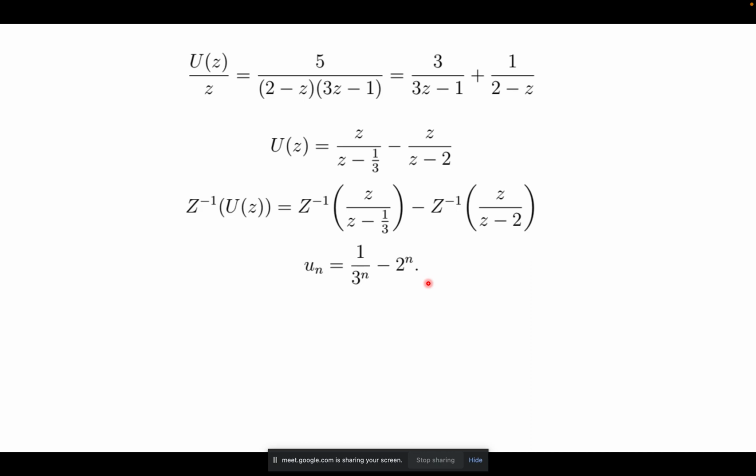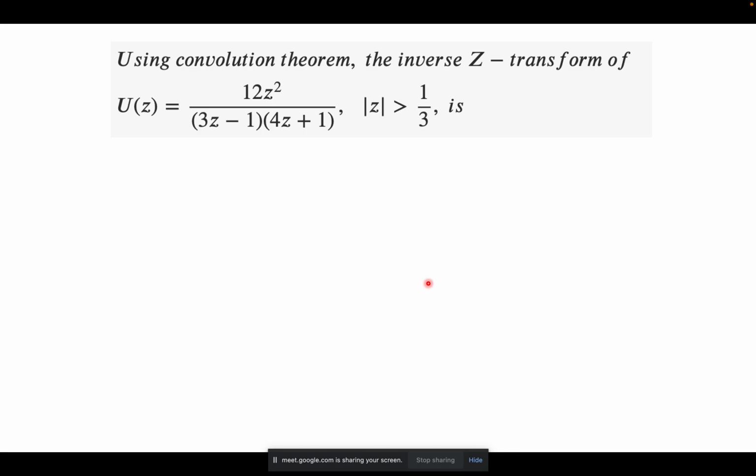Clear, sir. Okay, then I will move on to the last question of today. So here you need to use the convolution theorem, okay, and then you need to find some sequence. So if you take the z transform of that function, you will get some sequence. So any thoughts on how to solve that?